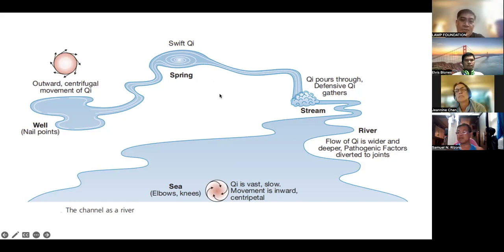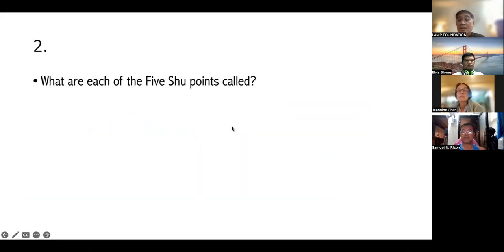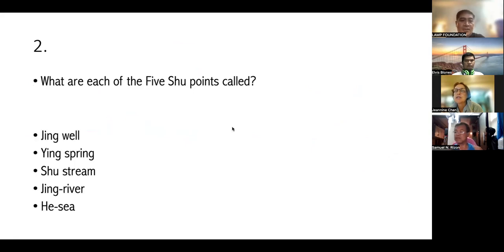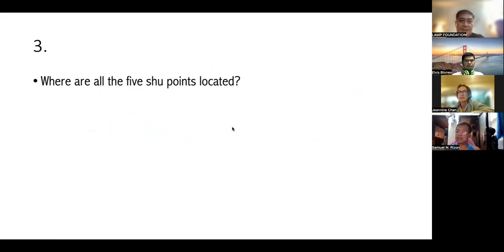Then it flows to the river, where the flow of chi is wider and deeper, and where the pathogenic factors are now diverted to joints. And finally to the sea, so elbow and knee, where the chi is vascular, and this time the movement of the chi is inward or centripetal. Okay. So what are each of the 5 Shu points called? Sinabi na po ito ni Ma'am Angel: Jingwell, Ying Spring, Shu Stream, Jing River, He Sea.